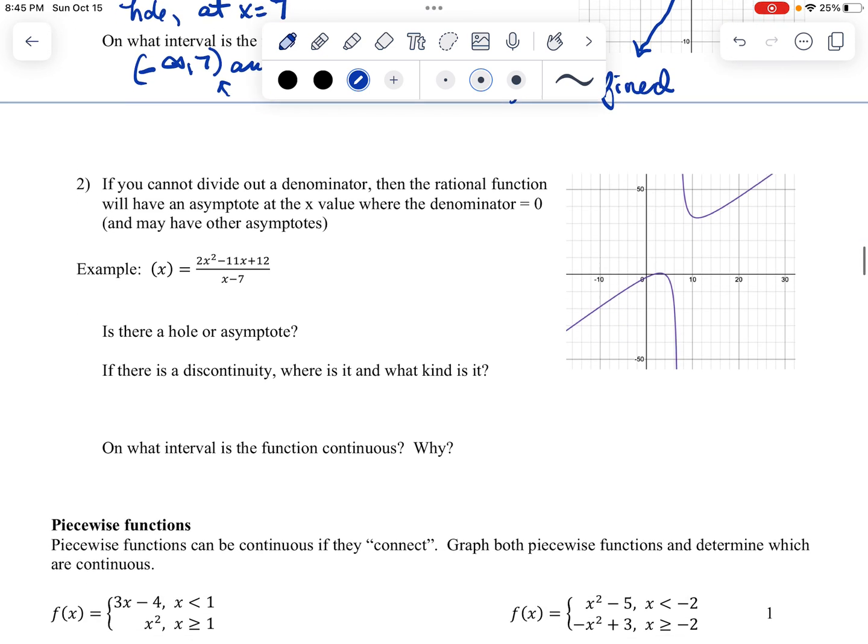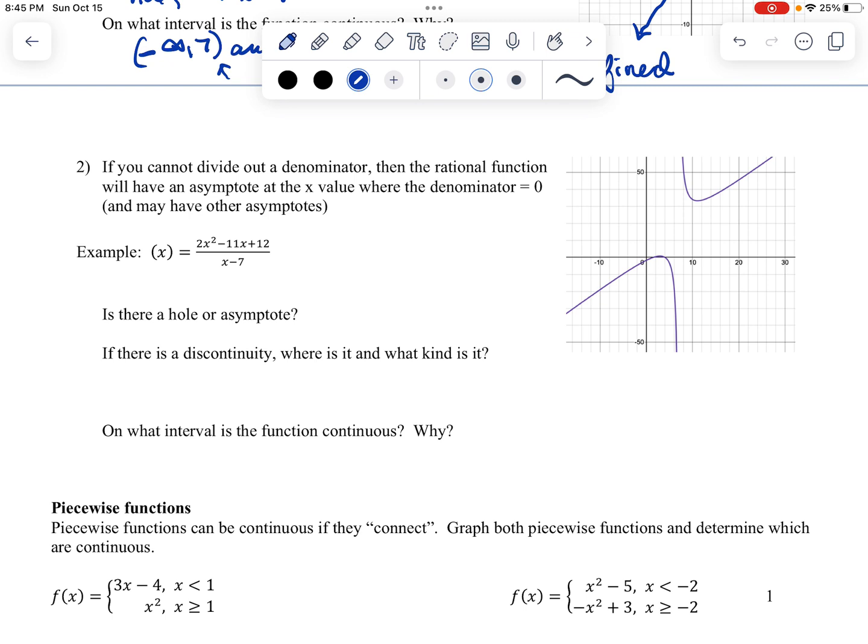Now let's look at condition 2. What if you can't divide out the denominator? Then the rational function will have an asymptote at the x value where the denominator equals 0. And it might also have some other asymptotes too. In fact, this one has 2 asymptotes. Is there a hole or an asymptote?